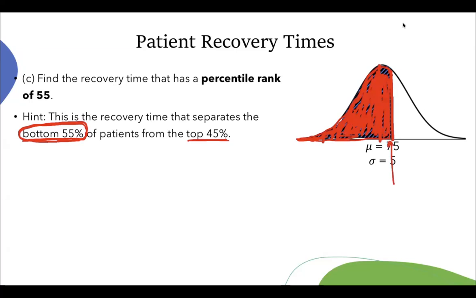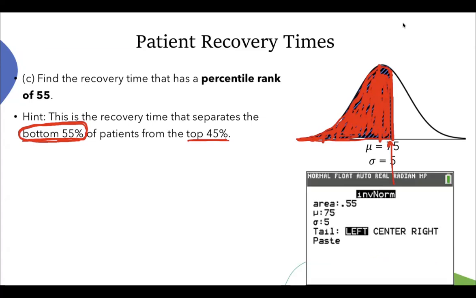Remember, 75 is in the center, so I'm trying to find a number that's greater than that. So I'm going to put in 0.55, 75, and 5, again, area to the left. And now I'm expecting a number that comes out more than 75, and it is 75.63 days. So let me go to the calculator and I'll demonstrate the bottom 30 and the bottom 55.